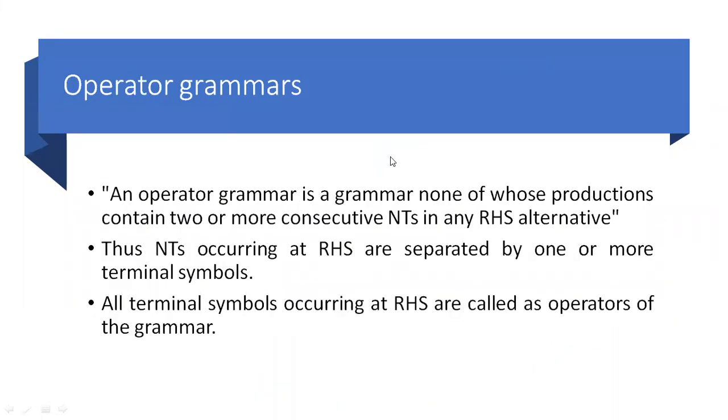Next is operator grammar. Theoretical part: an operator grammar is a grammar none of whose productions contains 2 or more consecutive entities in any RHS alternative. Means at the RHS in operator grammar, there should not be 2 consecutive non-terminals. Thus entities occurring at RHS are separated by 1 or more terminal symbols. If at all there are 2 consecutive entities available, then these are separated by adding 1 or more terminal symbols. So you can see here.